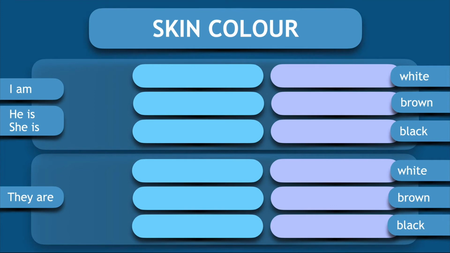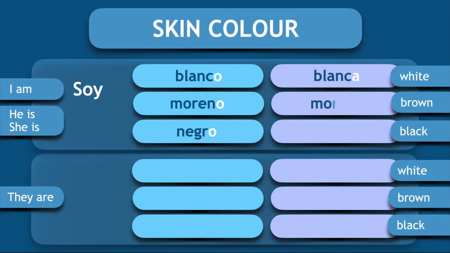Ser can also be used to describe skin color, el color de la piel. These adjectives will work in the same way as I have just described for general appearance. So you will need to make the agreement with the gender of the person or persons that you are describing. So you could say, for masculine, soy blanco, soy moreno, soy negro. For feminine, soy blanca, soy morena, soy negra.